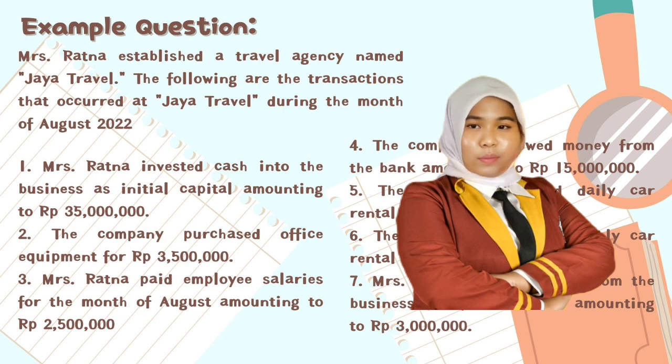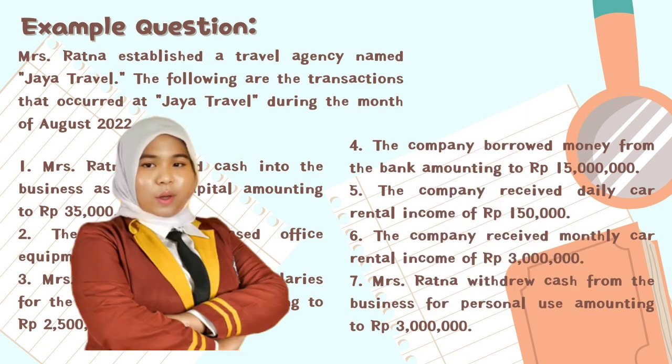Example question. Mrs. Ratna established a travel agency named Jaya Travel. The following are the transactions that occurred at Jaya Travel during the month of August 2022. 1. Mrs. Ratna invested cash into the business as initial capital amounting to 35 million Indonesian rupiah. 2. The company purchased office equipment for 3,500,000 Indonesian rupiah. 3. Mrs. Ratna paid employee salaries for the month of August amounting to 2,500,000 Indonesian rupiah.